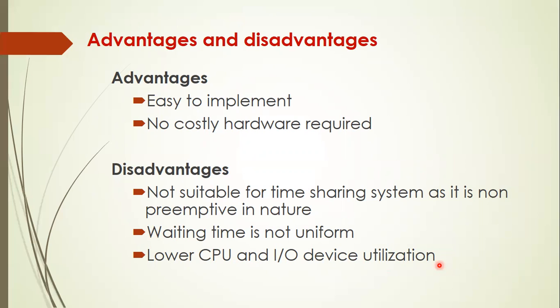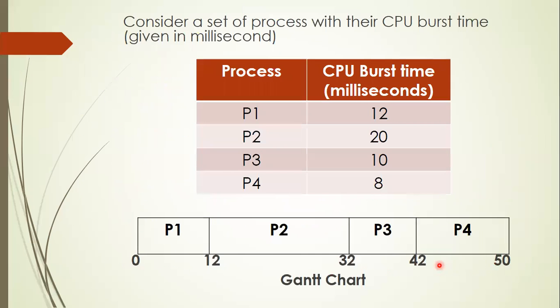The waiting time is also not uniform, as we have observed from this example. The waiting time for P1 is 0, as P1 gets the CPU immediately. P2 has to wait till the completion of P1, so for P2 it is 12. For P3 it is 32, and for P4 it is 42. So in the first come first serve policy, the waiting time depends on who has entered the queue first. The process which entered the queue first has no waiting time. The process at the end of the queue has too much waiting time.